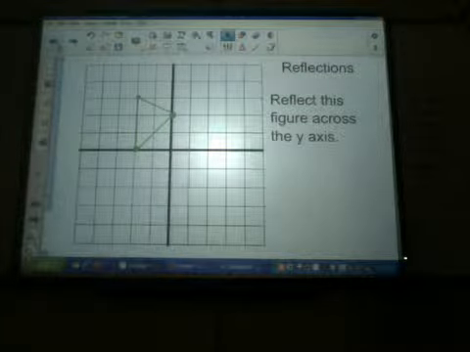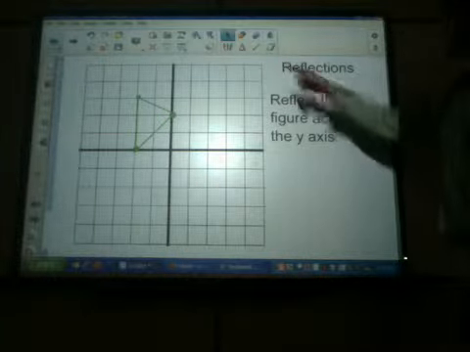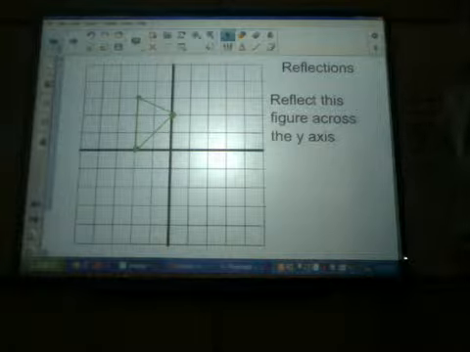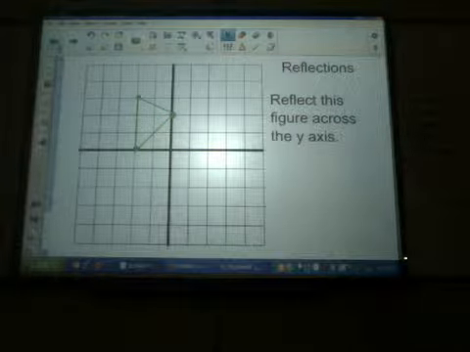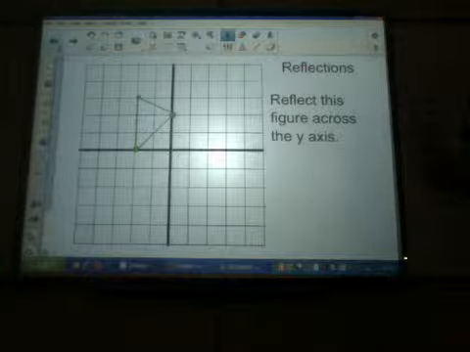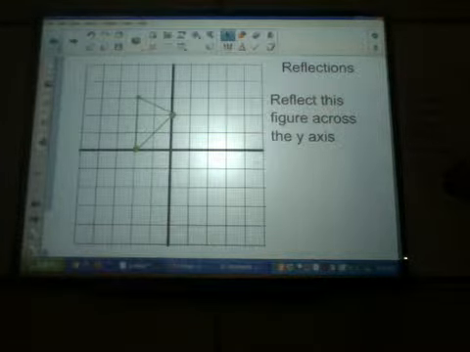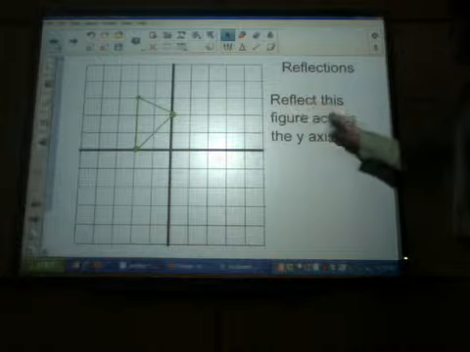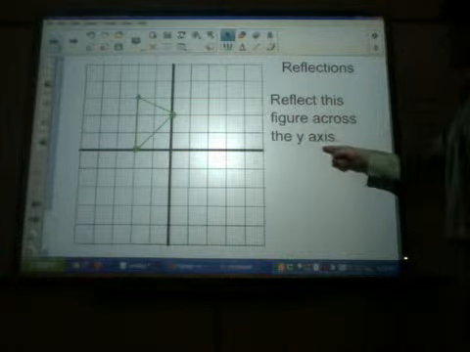Okay, the second thing we're learning today is reflections. Reflections are exactly what they sound like. It's as if you are looking in a mirror and asking yourself, what am I going to see on the other side of that mirror? So in this particular example, it says reflect this figure across the y-axis.